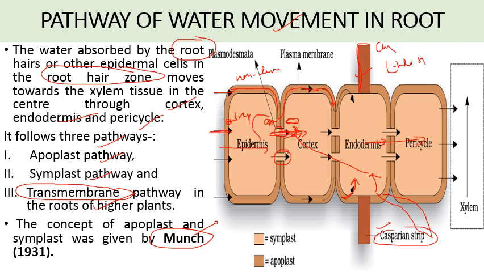Sometimes there is presence of vacuole in the cell, and the membrane of vacuole is known as tonoplast, and that movement through the vacuolar membrane is known as a tonoplastic or vacuolar pathway. This is correctly known as vacuolar pathway of water movement.